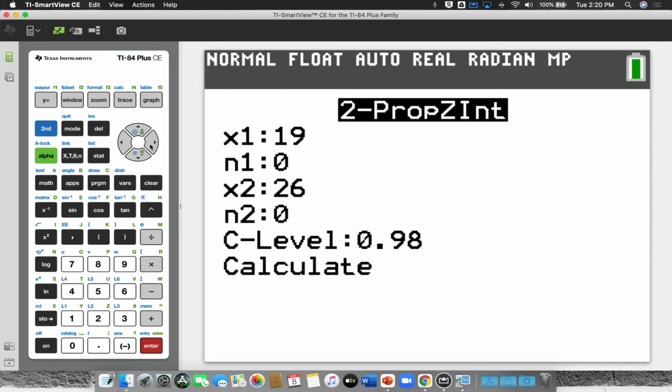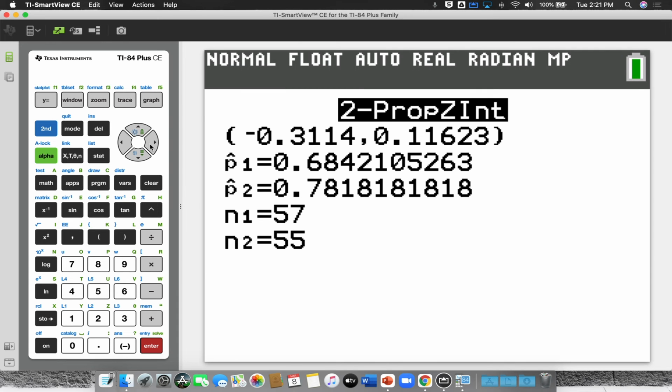X1, what is X1? 39. Where'd you get 39 from? That's p hat and the numerator for p hat and V. Yep, 39. Good. The bottom is going to be 57. Good. X2 is 43. The numerator of np, p hat, 55. It's a 99%. Calculate. Write it down.